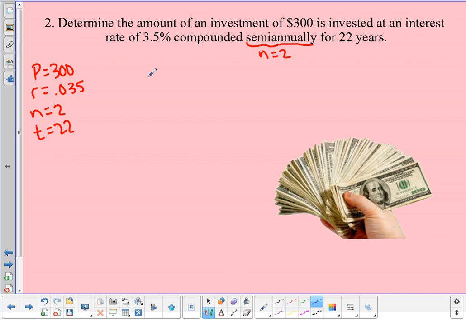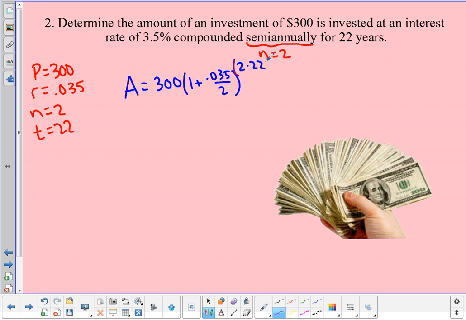So let's set up that formula. My balance is going to be 300, open in parentheses, 1 plus, write in your fraction, 0.035 divided by 2. Close your fraction. In the power, you need that 2 again, and multiply by 22 for the time. So again, that value of n is in two places. It's the denominator and it's up in the power. That's what I'm going to do first.